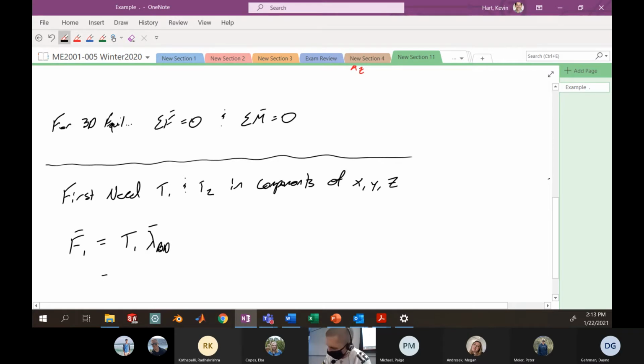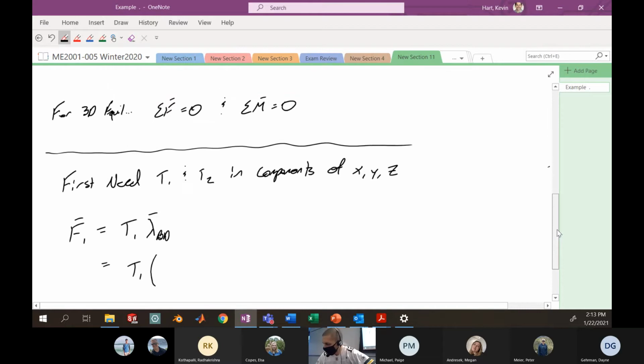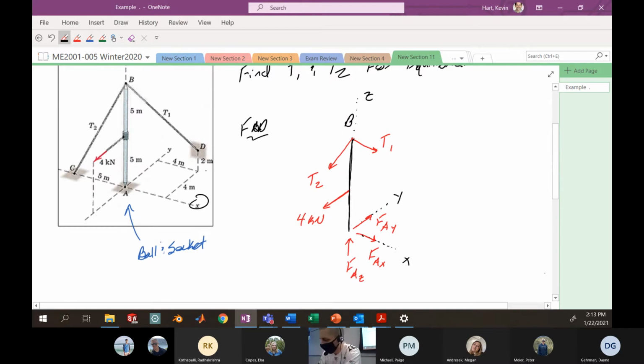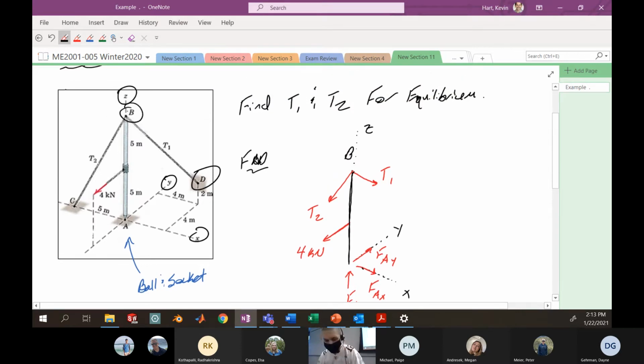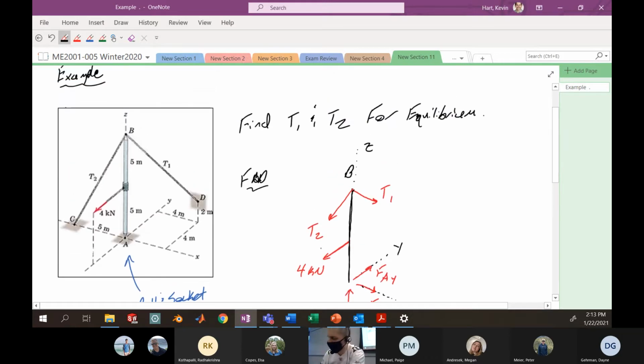All right. So my T1 is unknown, and lambda BD is gotten by your unit vector fabrication between 2 points. The way that I'm going to calculate this unit vector between B and D is thinking about what is the position vector that gets me to D from B, and then normalizing that position vector by the magnitude. Or in short, how far do I have to go in X, Y, and Z to get to D from B? Then normalizing that vector by the actual length between those two.